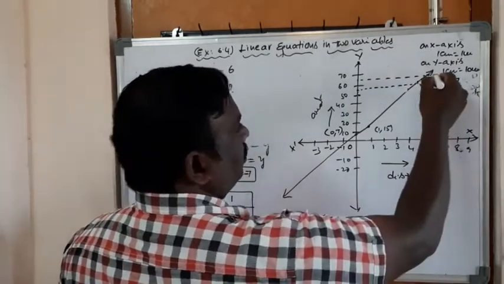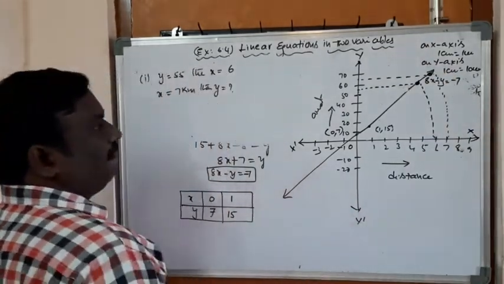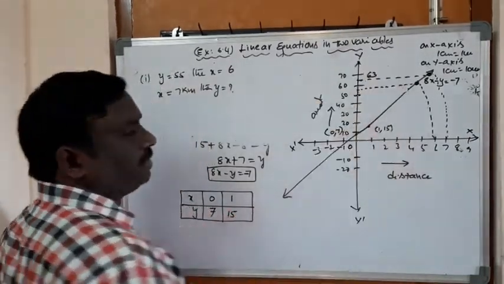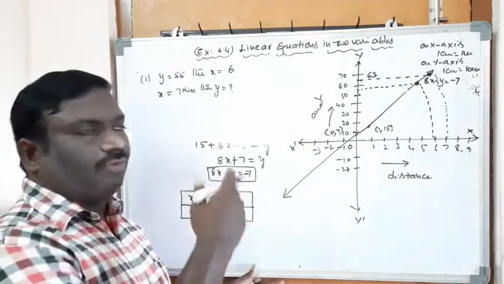So here it touches. At approximately what value did it touch? 63. So already I have done it on the white paper, that's why I am saying the values.